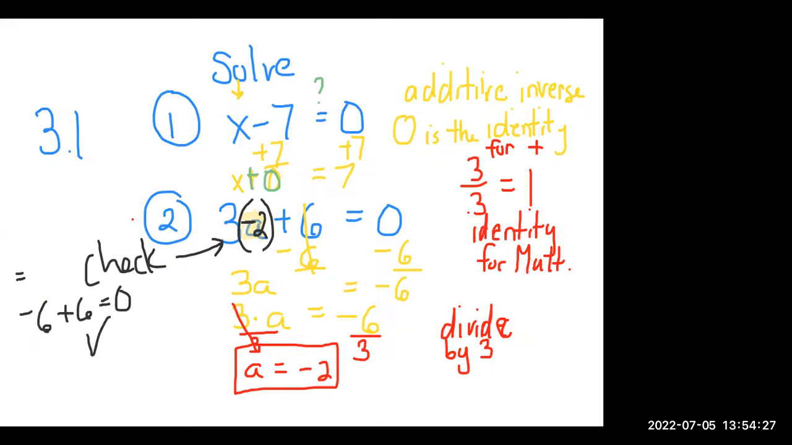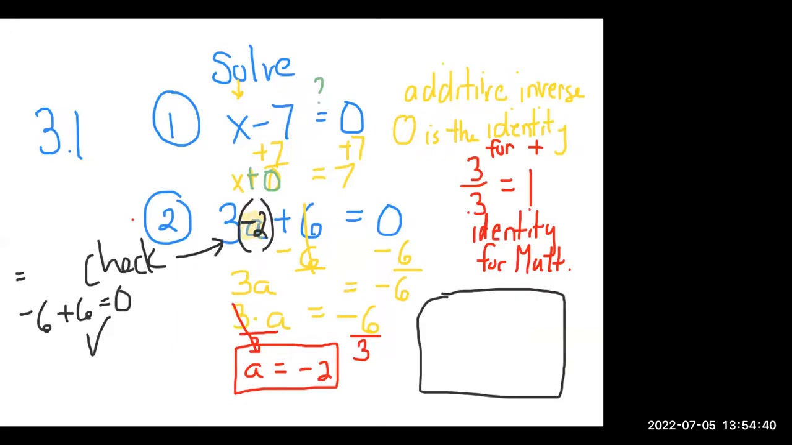If you're using paper, on the quiz, I'll say, show the check. So you'll just put it off to the side in a little box, the check box like this. 3 times -2 plus 6 equals question mark 0. That's how we'd show the check on paper. -6 plus 6 equals 0, and then make a check. It's all good.